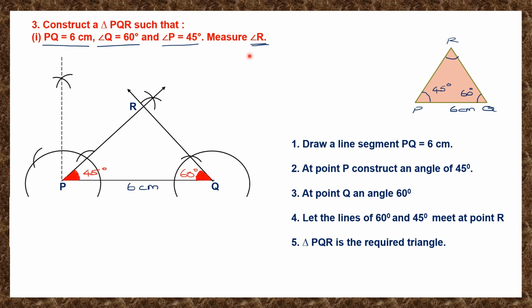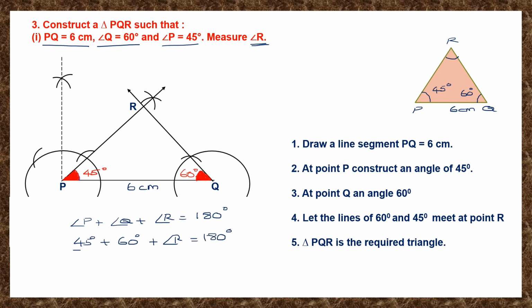Now there is one more part, measure angle R. Now there are two ways of doing it. One, you can use your protractor, place it at R and find the measurement of R. Another thing is, all of you know that the sum of angles of a triangle should be equal to 180 degrees. That means angle P plus angle Q plus angle R, all this should equal 180 degrees. And we already know P is 45 degrees, angle Q is 60 degrees, and we have to find out angle R. So you can solve this equation to find angle R.